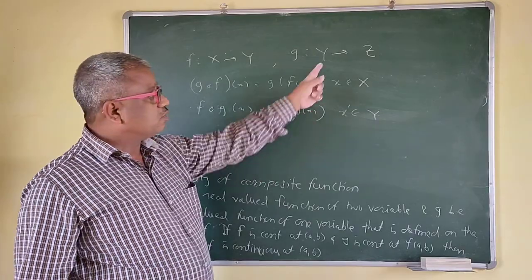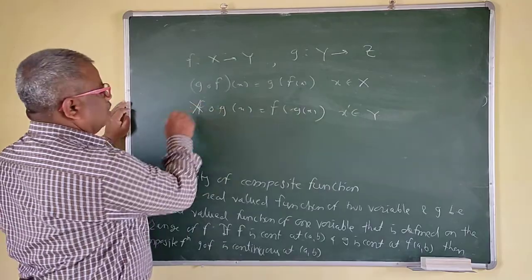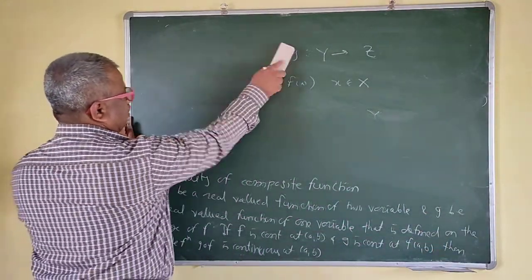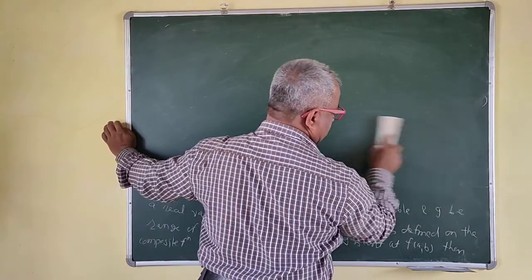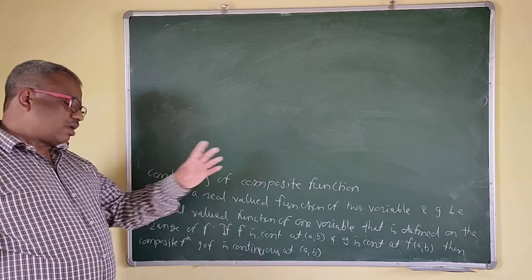Now your g of x is not in x, so that means what? This is not defined. So f compose g is not defined here. You are familiar with this; last year we have seen all these things, right? Now we have to discuss the continuity of the composite function.